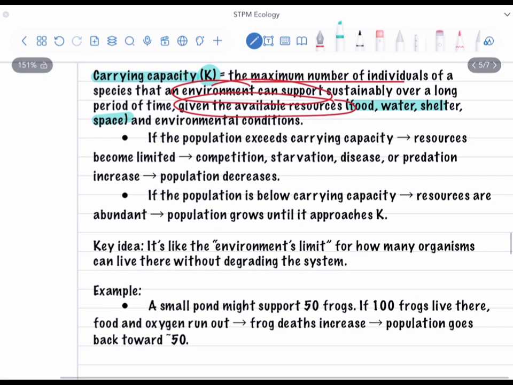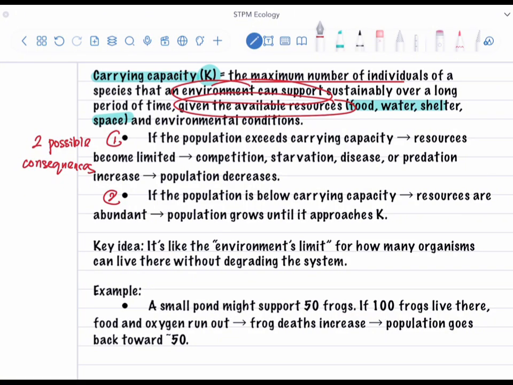Okay, let's go through the two possible consequences. This is the first one and the second one. Let's see if the population exceeds the carrying capacity, which is greater than K, what will be the effects? The first thing is that the resources become limited.